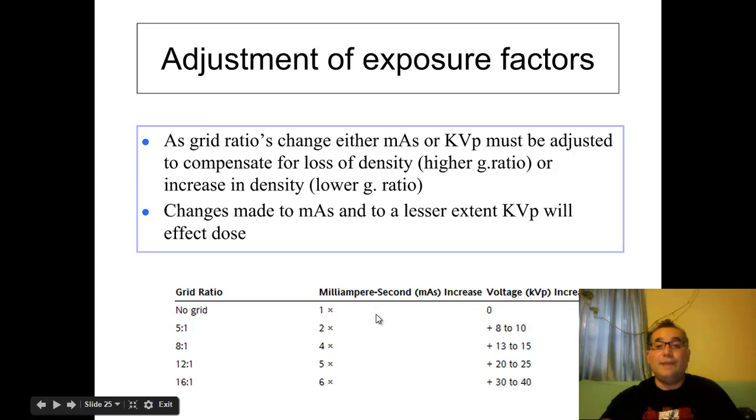So if we started with, let's say, 10 mAs, and we now are going to an 8-to-1 grid, you would be required to multiply that 10 mAs by 4, giving you 40 mAs. Alternatively, you could increase your kV by 13 to 15. But for exam purposes, I want you to focus in on just these numbers here. What you need to do to your mAs versus what you would have to do to your kV. And as you can see, at a 16-to-1 grid, you can possibly go from, if you started with 10 mAs, now you find yourself going to 60 mAs, right? That is a large increase in the dose to the patient.